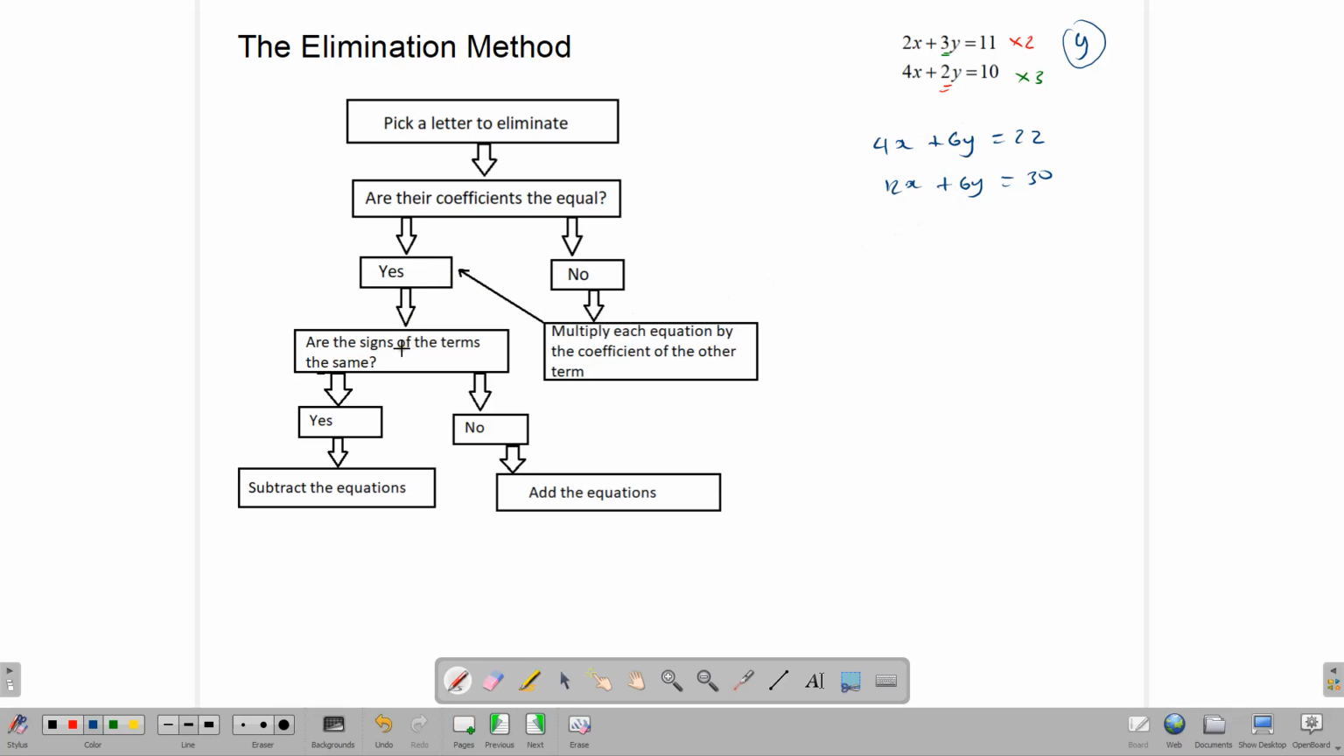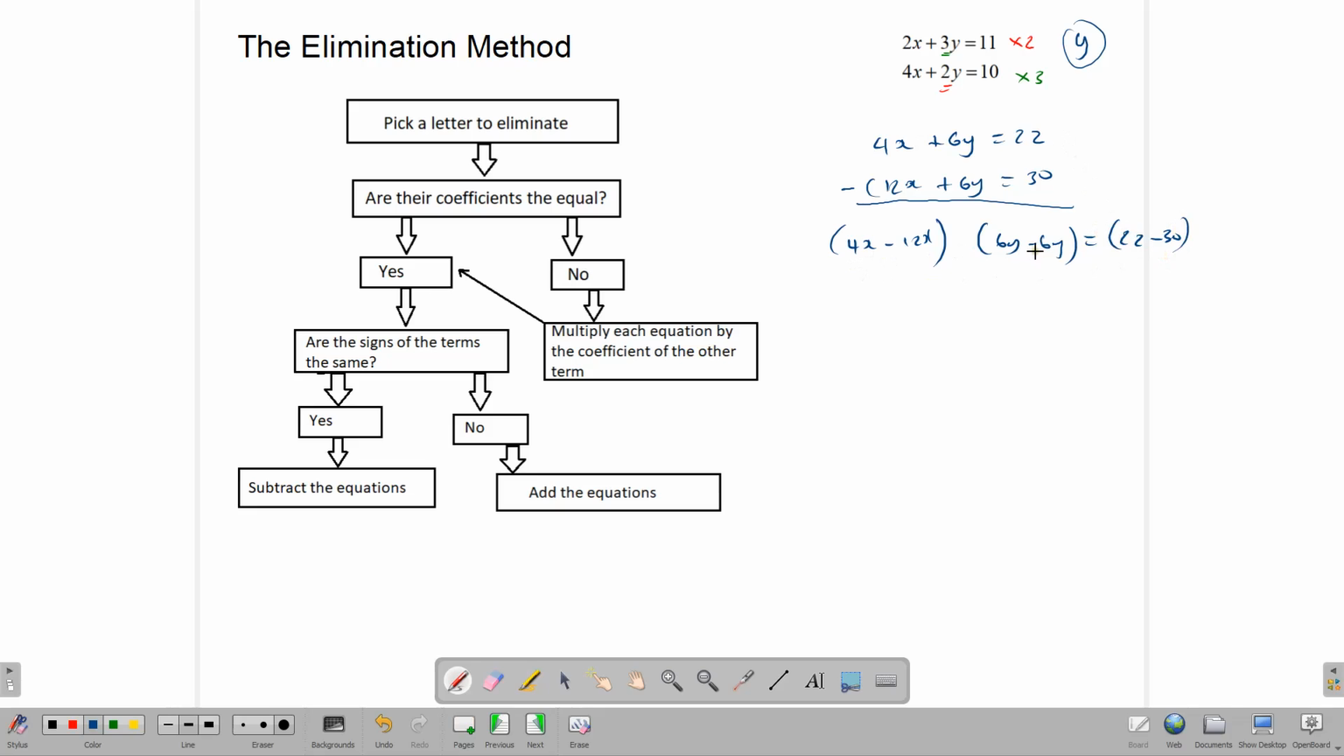So we look at the signs. Notice that both of these signs are the same. They are both positive, which means that we can subtract the equations. So let us subtract the equations by putting our minus sign and using brackets. So we have 4x, take away 12x. Here we have this 6y minus this 6y. And here we have 22, take away 30.